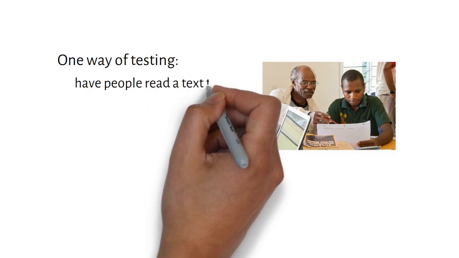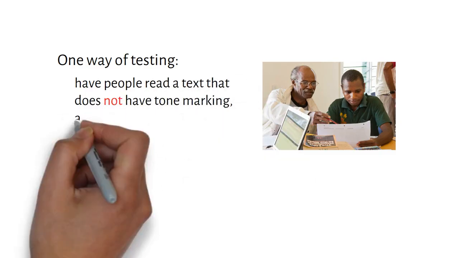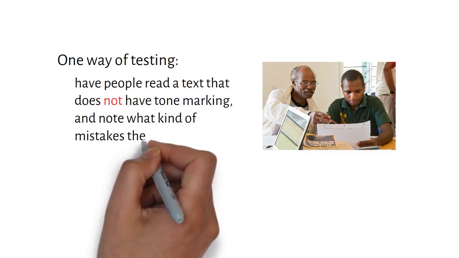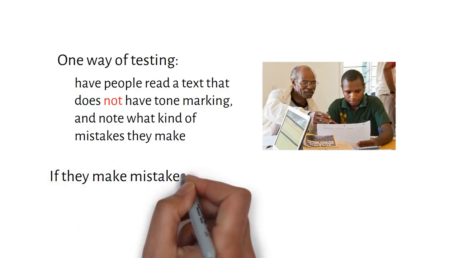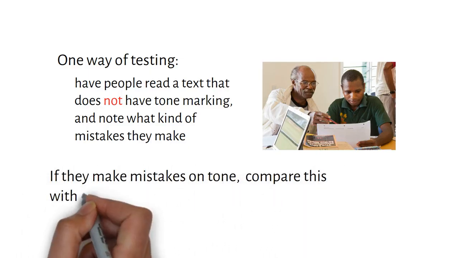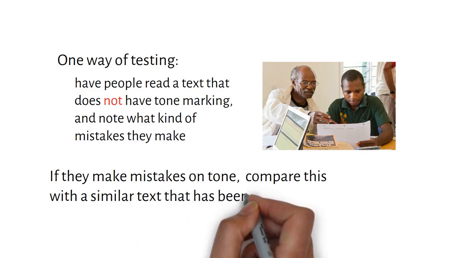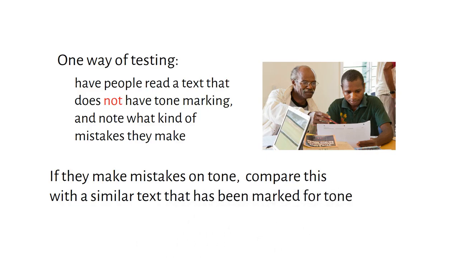One way of testing is to have readers read a text that does not have tone marking and note what kind of mistakes they make. If they make mistakes on tone, compare this test with a similar text that has been marked for tone. For more details, see the video on testing.